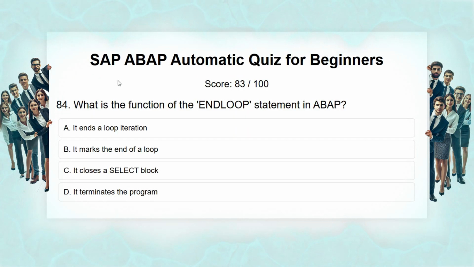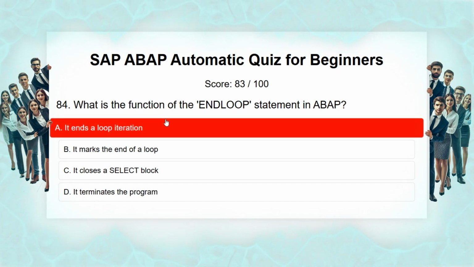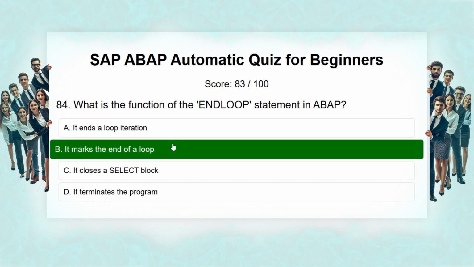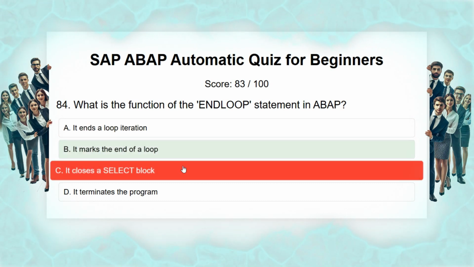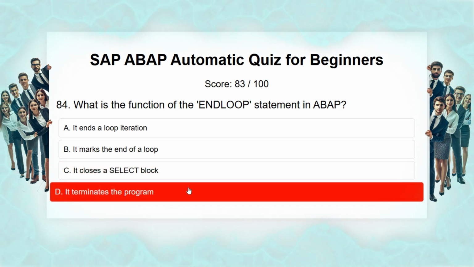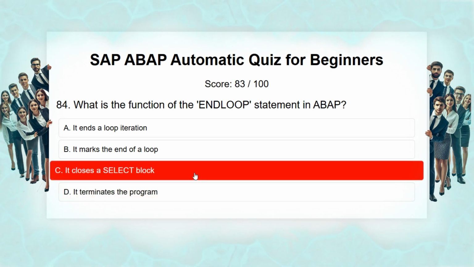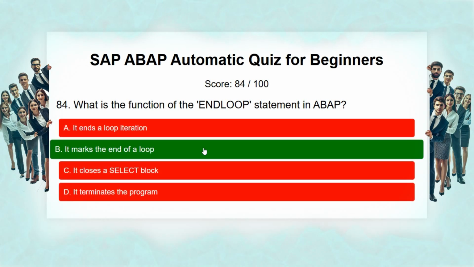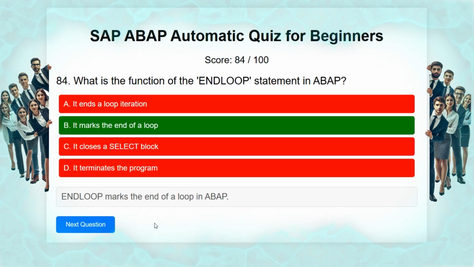84. What is the function of the end loop statement in ABAP? A. It ends a loop iteration. B. It marks the end of a loop. C. It closes a select block. D. It terminates the program. Correct answer. End loop marks the end of a loop in ABAP.